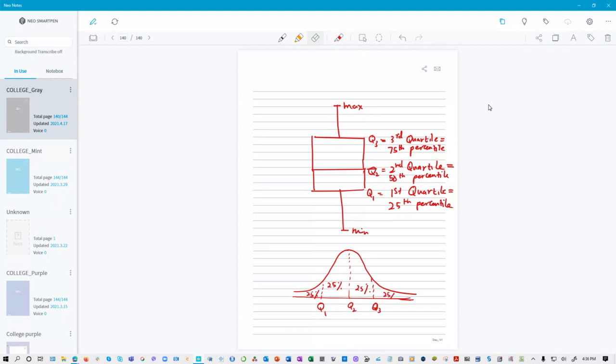Percentile wise, up to this point 25% is covered, up to this point 50% is covered, and up to this point 75% is covered. That's why percentile wise we call them 25%, 50%, and 75%. Okay, like that.